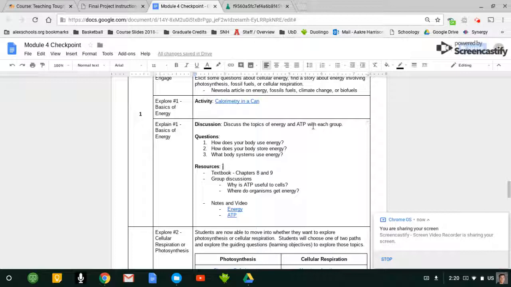And what body systems use energy? And then the students are going to be breaking off into their groups. And I should mention this. I forgot to say that the way my classroom is set up is I have groups in pods. So each pod is a group, and that's your group that you are working with for either the quarter or that semester. This has been awesome.